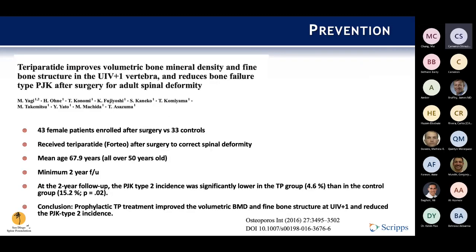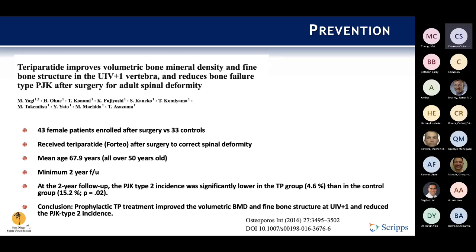These are just some various studies that I've added along here, but this is one from Japan in 2016, and it wanted to see if Forteo helped prevent PJK type 2, which was the vertebral fracture type PJK. In these patients, they had 2-year follow-up, and the type 2 PJK failure was significantly lower in the teriparatide group than in the control group.